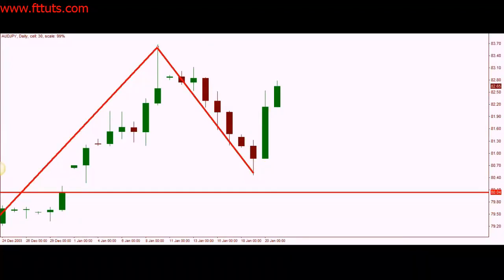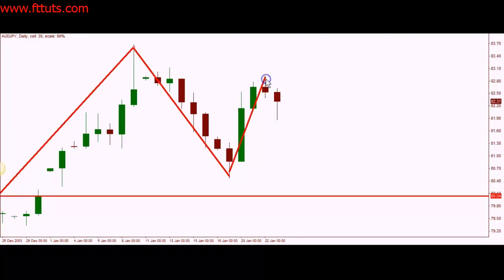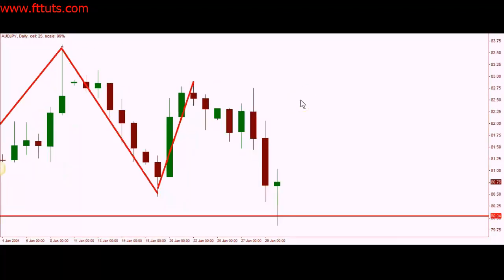Okay, then the market moves higher. So it moves higher to there. And then the market moves back down. So we move down to here.